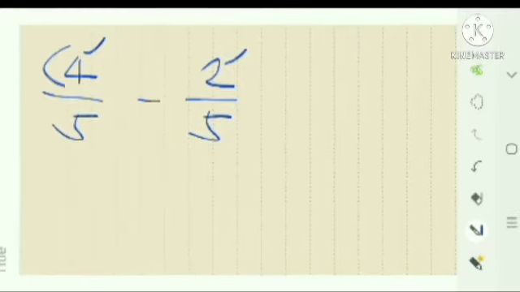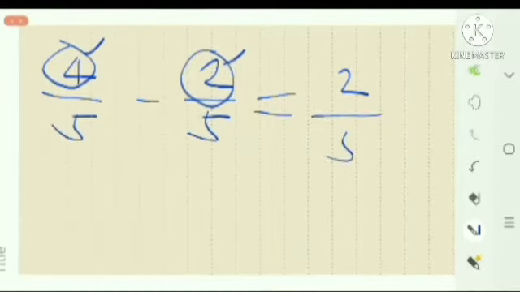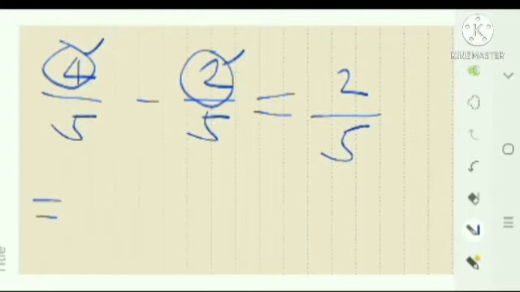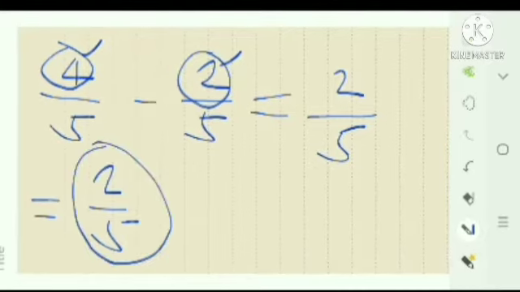Okay, so 4 minus 2 is equal to 2. Then we copy the common denominator, which is 5. Our final answer is 2/5. We cannot reduce 2/5 because it is not divisible by any number except 1. So our final answer is 2/5.